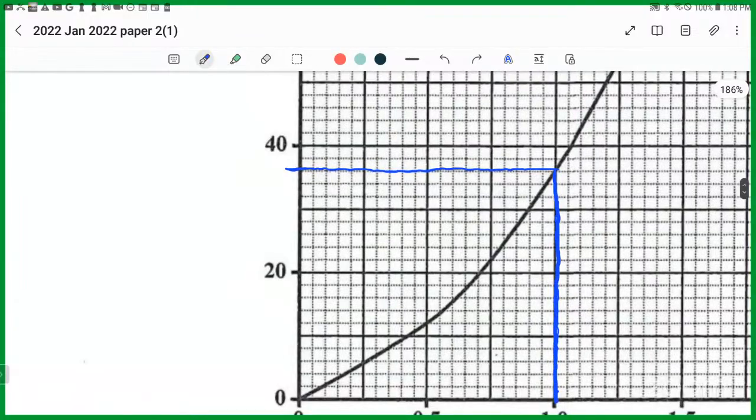So this is 30. This is 32, 34, 36. That's 36. So 36 students walked at most 1 kilometer.